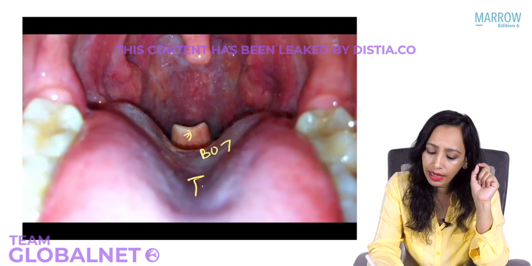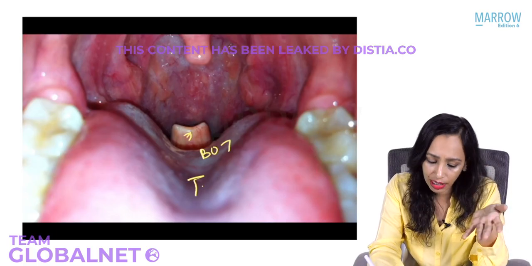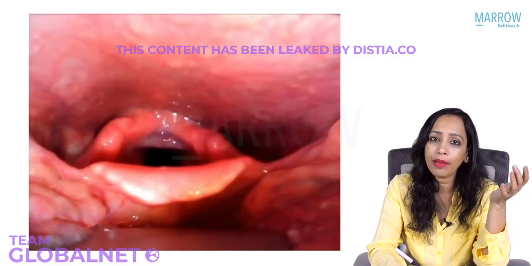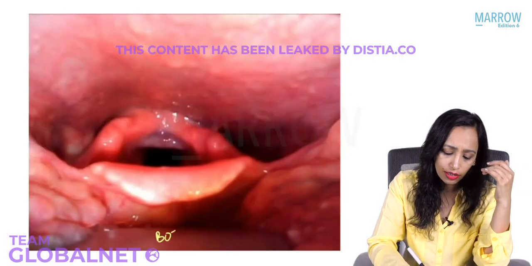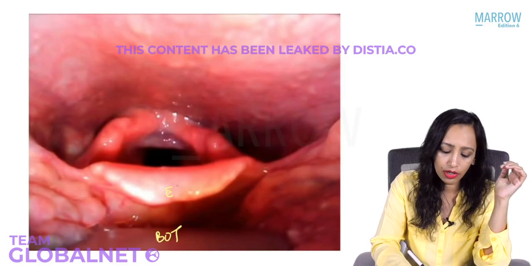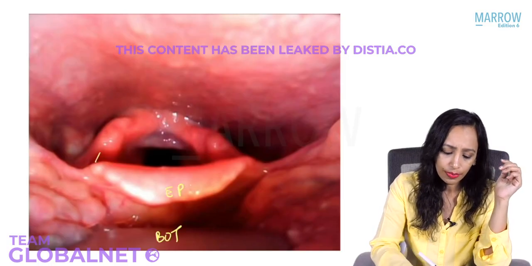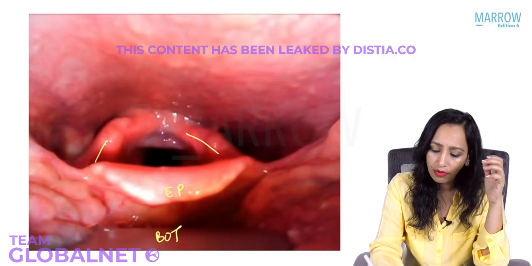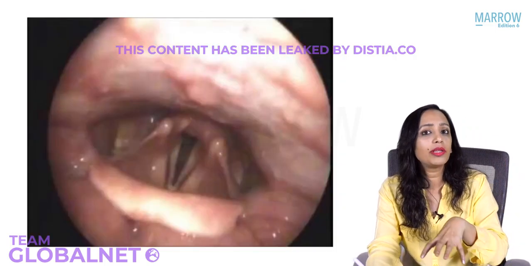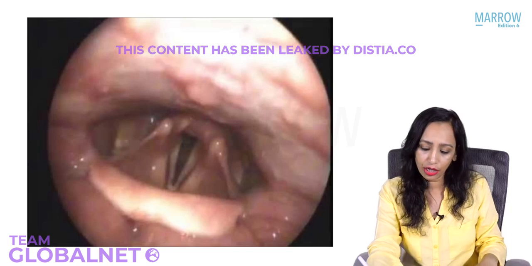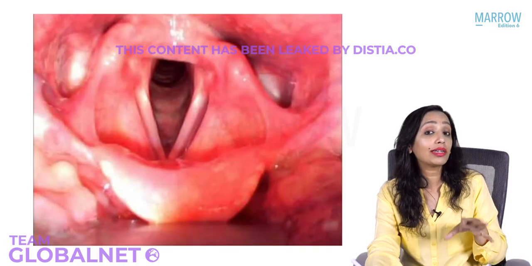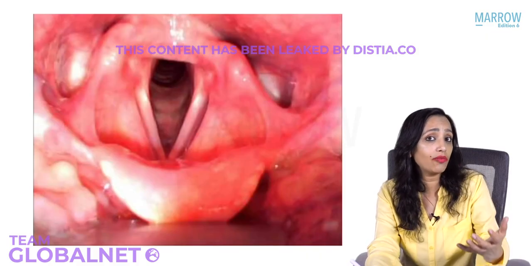Now when I introduce the endoscope even deeper, I have gone to the base of tongue here. I have gone even further posteriorly, and I am now seeing the epiglottis, the aryepiglottic fold like this. Now when I go even further posteriorly, this will be the appearance of the complete larynx coming in view. This is the appearance that I will get when the patient is sitting in front of me.